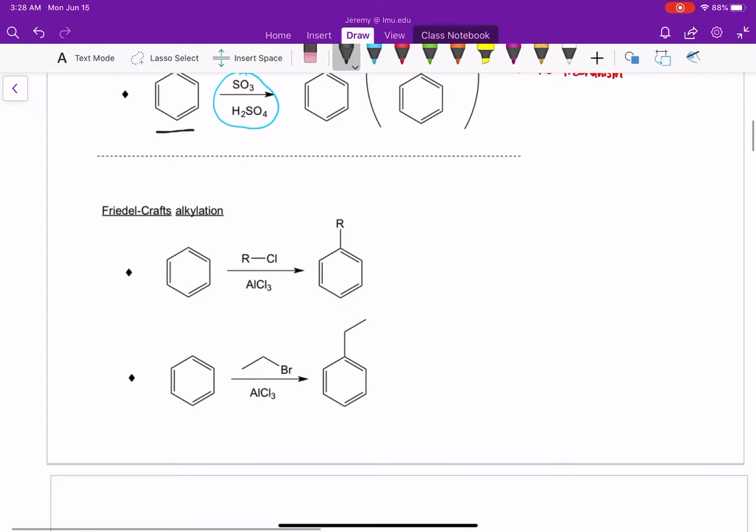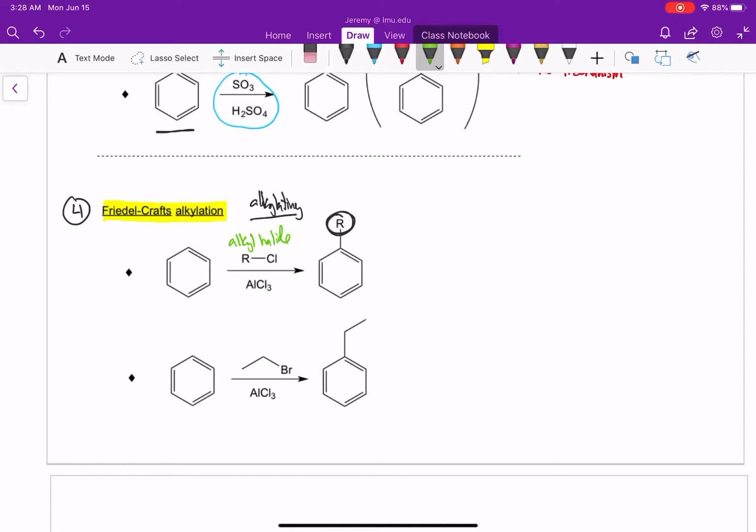Okay, just a couple more EAS reactions. The fourth one is called Friedel-Crafts alkylation. We're going to be alkylating our benzene ring. That means we're going to be adding an R group, an alkyl group. To do that, we're going to be adding an alkyl halide.